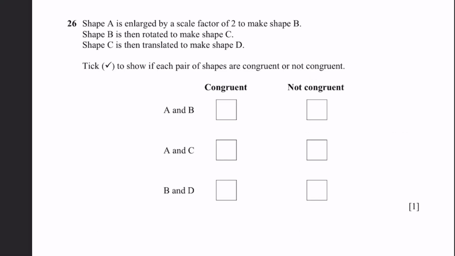Question 26. Shape A is enlarged by a scale factor of 2 to make shape B. Shape B is then rotated to make shape C. Shape C is then translated to make shape D.